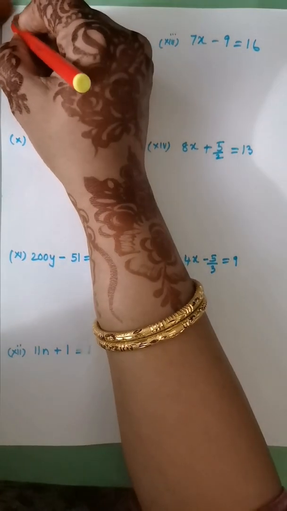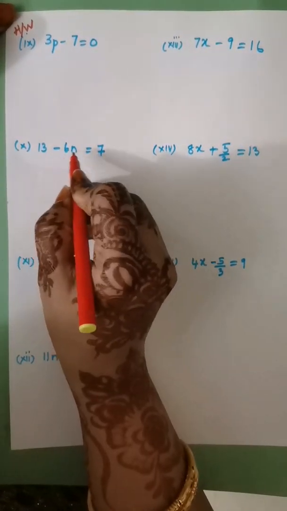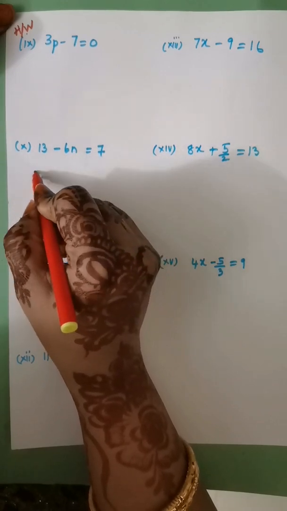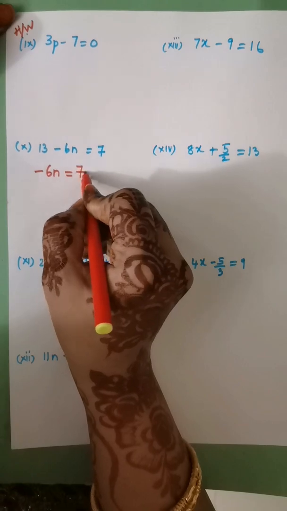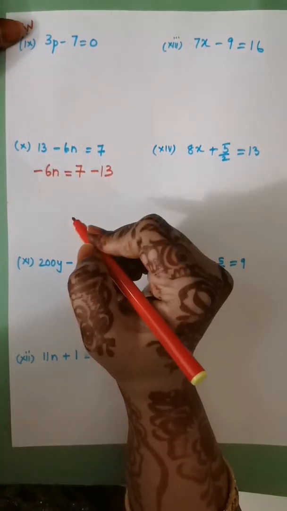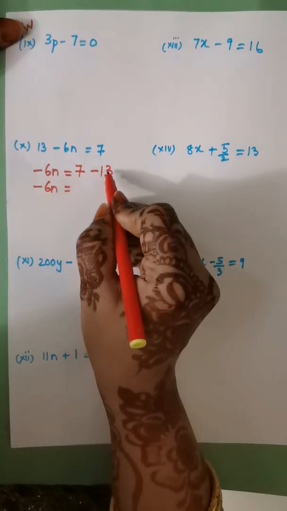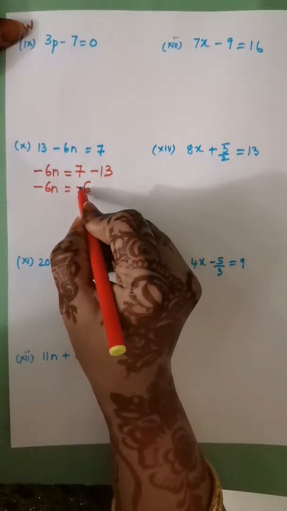Now I want you to try this. Okay, this one is 13 minus 6n is equal to 7. We will first send, now this is minus 6n, we will keep it on this side. On the other side you have 7, plus 13 moves there, it will become minus 13. Okay, now we have minus 6n. What will happen here? One is plus, one is minus. Subtract and put the bigger number's sign.